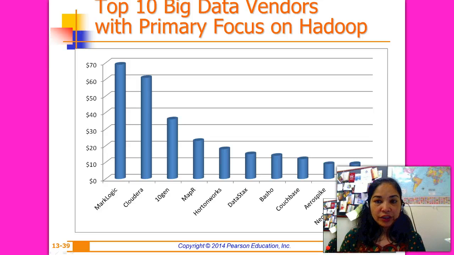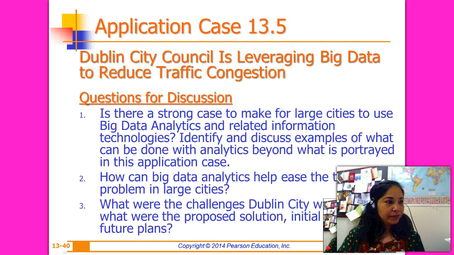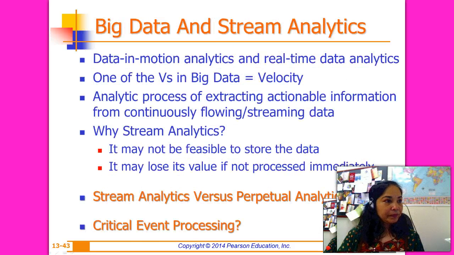Lastly, we will talk about stream analytics. One of the V's in big data is velocity, speed. Stream analytics is the analytic process of extracting actionable information from continuously flowing streaming data. Why is stream analytics important? Because if you do not analyze the data right away, you may lose its value. It has to be analyzed while in motion.